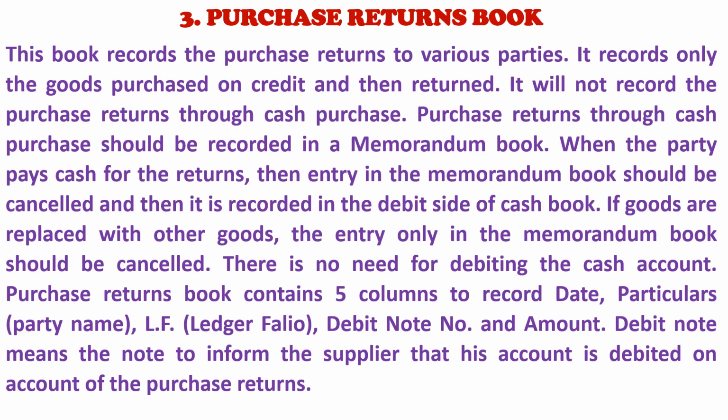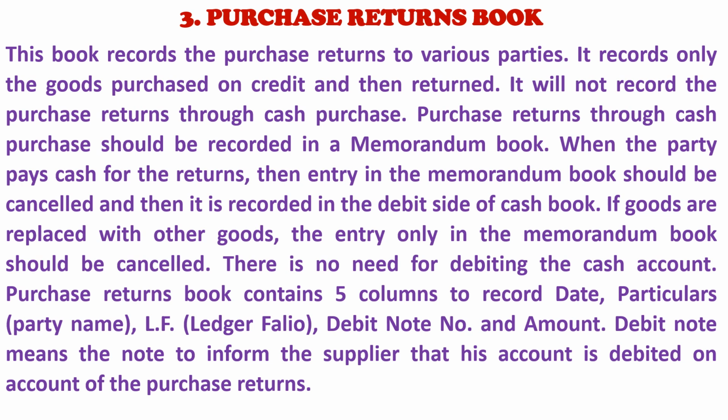3. Purchase returns book. This book records the purchase returns to various parties. It records only the goods purchased on credit and then returned. It will not record the purchase returns through cash purchase. Purchase returns through cash purchase should be recorded in a memorandum book. When the party pays cash for the returns, then the entry in the memorandum book should be cancelled and then it is recorded in the debit side of cash book. If goods are replaced with other goods, the entry only in the memorandum book should be cancelled. There is no need for debiting the cash account.